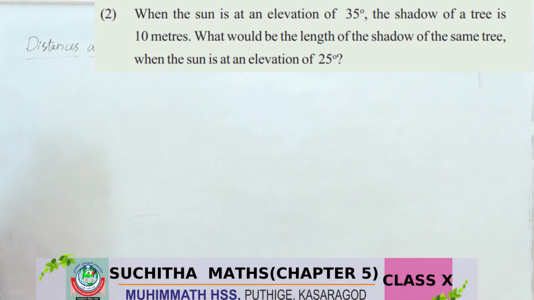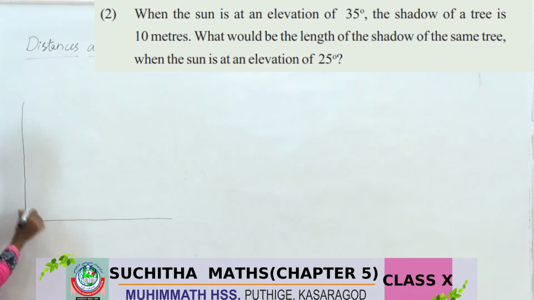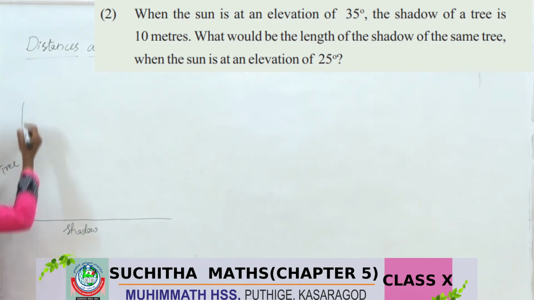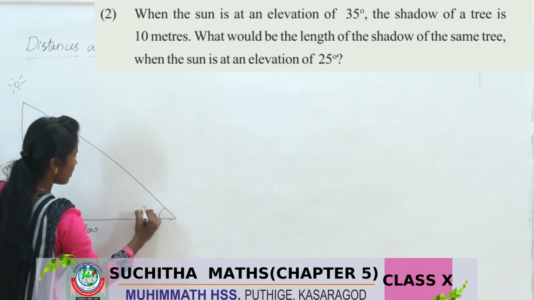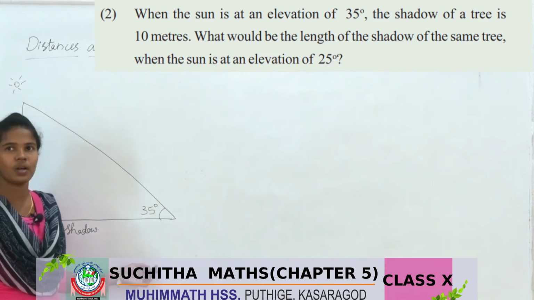The sun is at an elevation of 35 degrees. It is a tree. It is the shadow of the tree, and the sun is here at an elevation of 35 degrees. This angle is 35 degrees. Then what would be the length of the shadow of the tree when the sun is at an elevation of 25 degrees? The second angle is 25 degrees. The sun is seen at an elevation of 25 degrees.